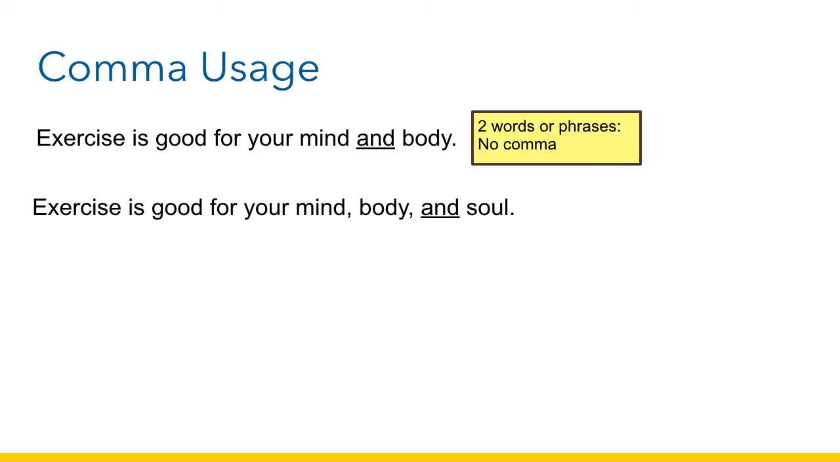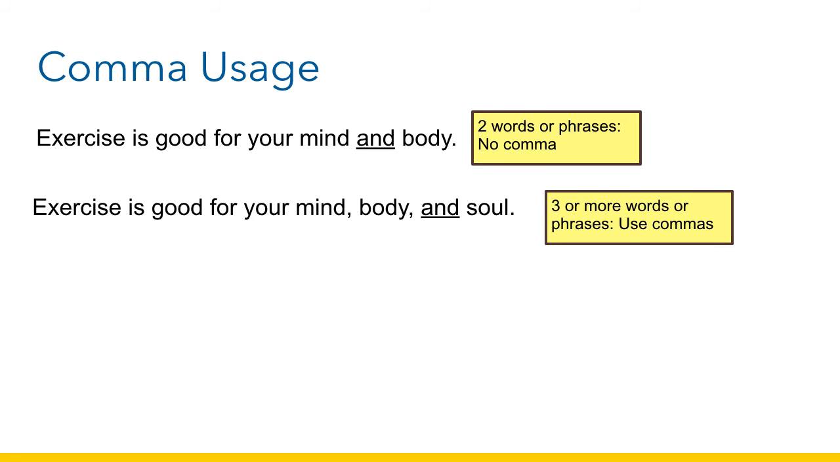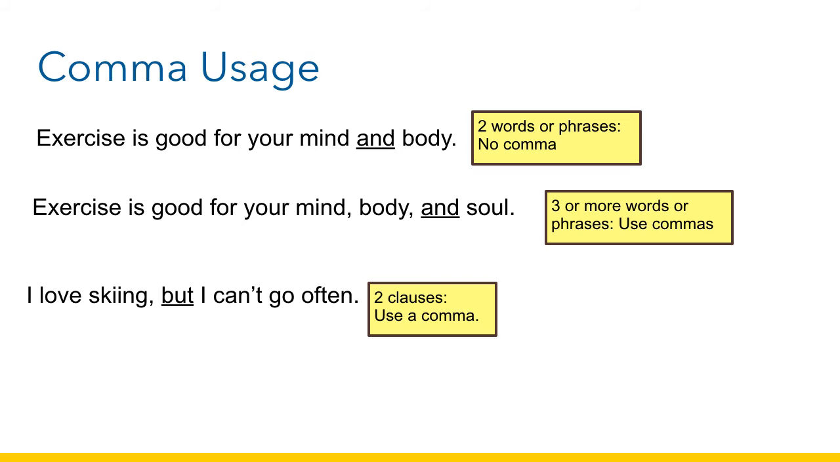Here, exercise is good for your mind, body, and soul. We have a series of 3, so we need commas. Use commas with a series of 3 or more words or phrases. The comma before the conjunction in this case is optional. And finally, I love skiing, but I can't go often. This is a compound sentence. We are connecting two clauses, so we need a comma before the conjunction. Follow these rules to use commas correctly with coordinating conjunctions.